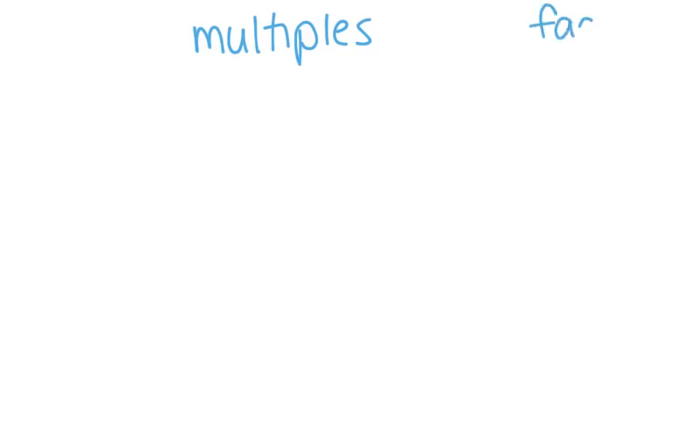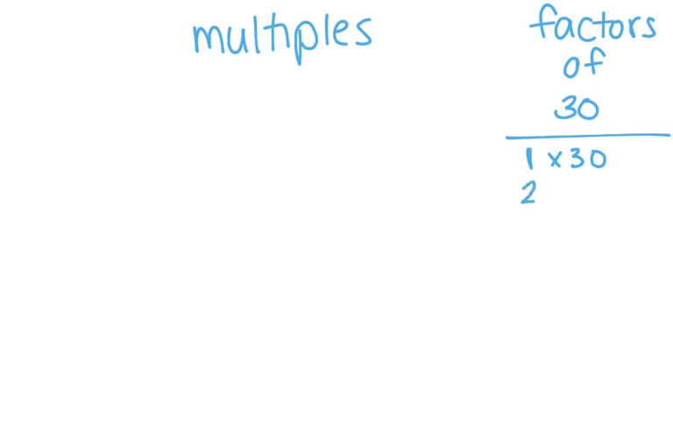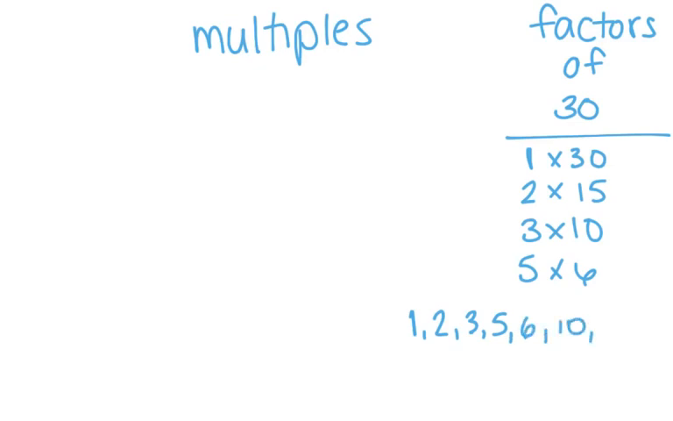Okay, so if I were to say factors of 30, you would say, oh, okay, well, 1 times 30, 2 times 15, 3 times 10, and 5 times 6. So my factors of 30 are 1, 2, 3, 5, 6, 10, 15, and 30. They are the numbers that when multiplied together equal 30. Those are factors. Multiples are your fact families.